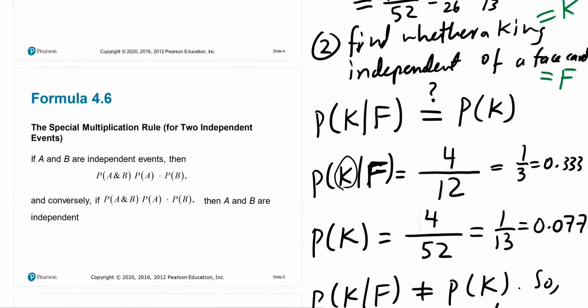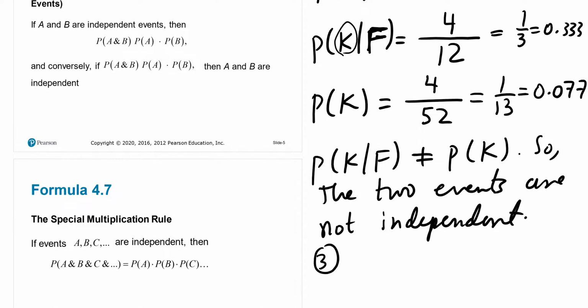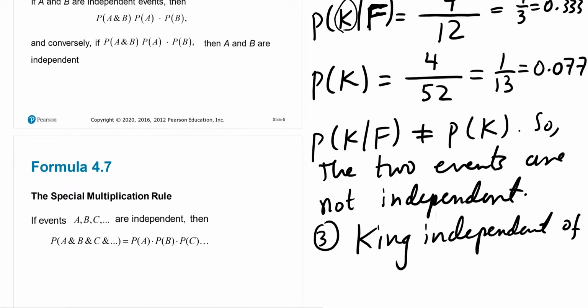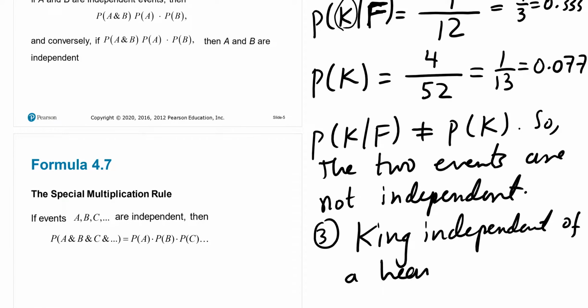We can add to this part 3. Part 3, determine whether taking a king is independent of a heart, withdrawing a heart. King, withdrawing a heart. So the king, we called it K earlier. Heart, I'm gonna call it H, the first letter of the word heart.